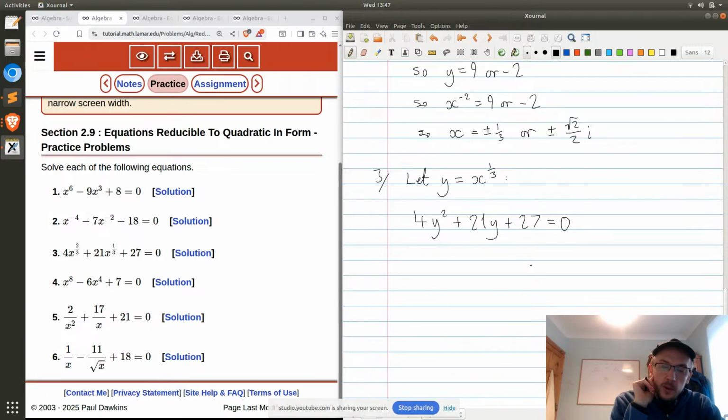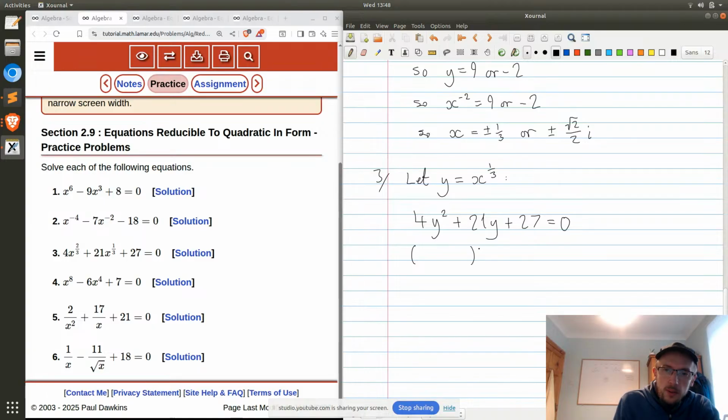So b squared minus 4ac, so 441 minus 16 times 27. What actually is 16 times 27? 432. So 441 take 432. Oh, no. That's a perfect square. So it actually is factorizable.